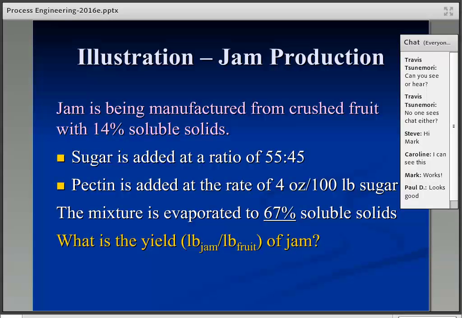So it's being manufactured with crushed fruit that comes in 14% soluble solids. Sugar is being added. The ratio is 55 to 45. Pectin is being added. The rate's 4 ounces per 100 pounds of sugar. I'm going to evaporate that mixture until we get up to 67% soluble solids. And so the question, what's the yield in pounds of jam per pound of fruit?